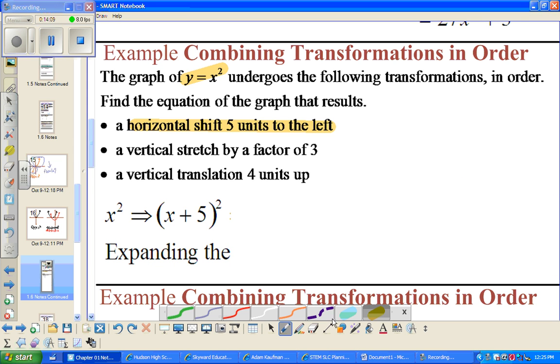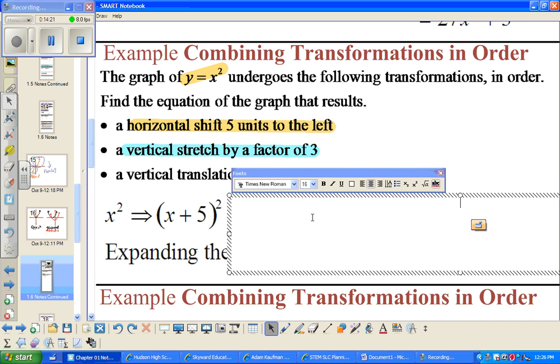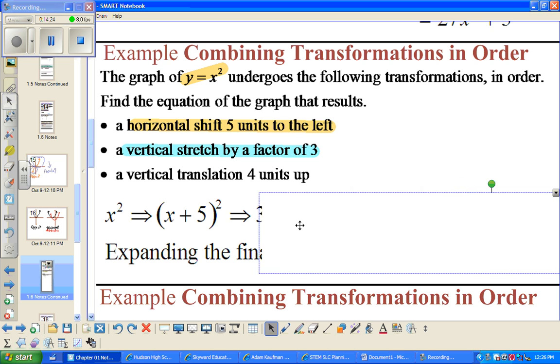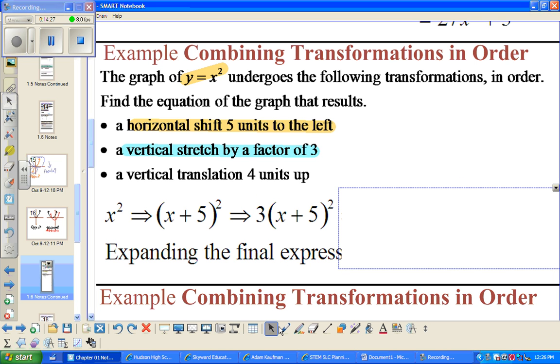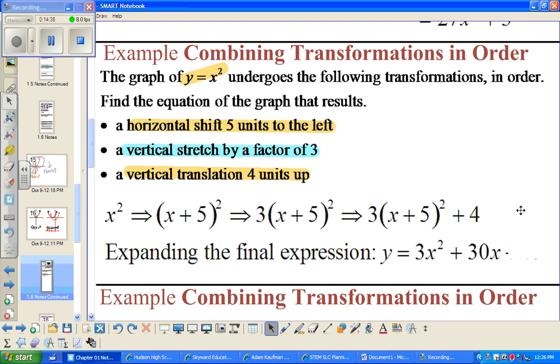The next instruction is to have a vertical stretch by a factor of 3. Remember, when it's a vertical stretch, you're simply multiplying the entire function by that number. And then finally, a vertical translation 4 units up requires you to add 4 to the entire function. You multiply that out, combine your like terms, you end up with y equals 3x squared plus 30x plus 79.